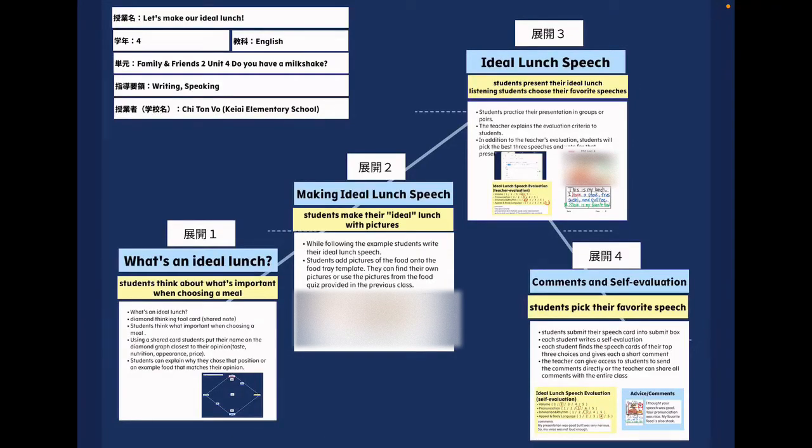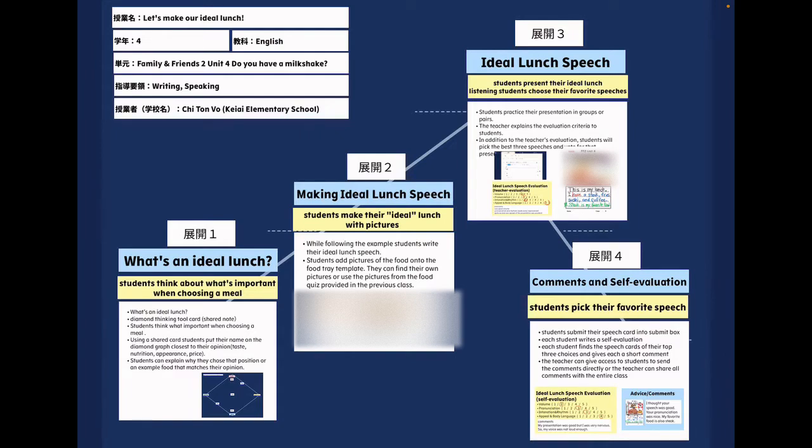So this is an English lesson plan that involves food. You can modify this to any textbook or lesson that uses food as the main theme. One of the focuses of this lesson is to use the verb have to describe what they have for lunch. And this is one of the last parts of this unit where I have students make a speech about what their ideal lunch is.